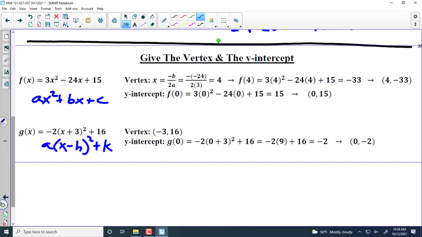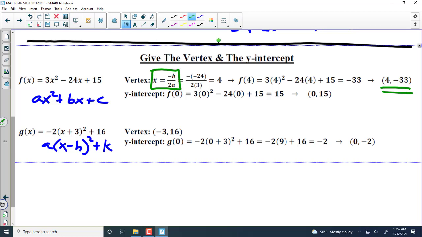When you have it in the ax squared plus bx plus c form, that's when you have to use your negative b over 2a formula. You got to use that, and remember that only gives you the x value. And once you get that x value, you got to run it back through the function to get your y value and get your answer of an ordered pair for your vertex.